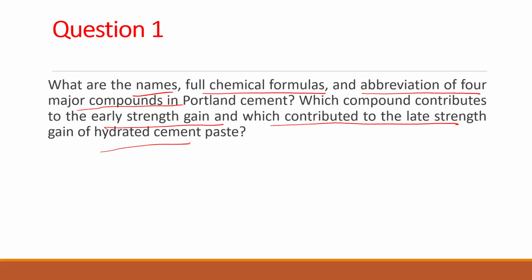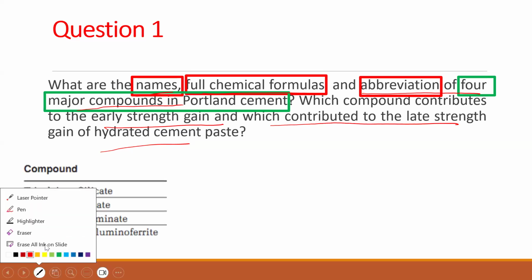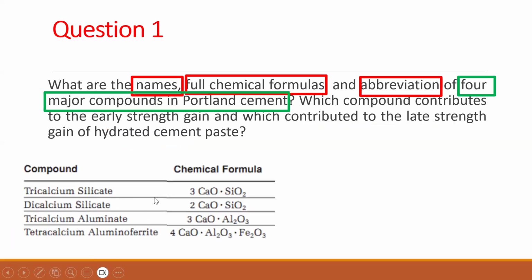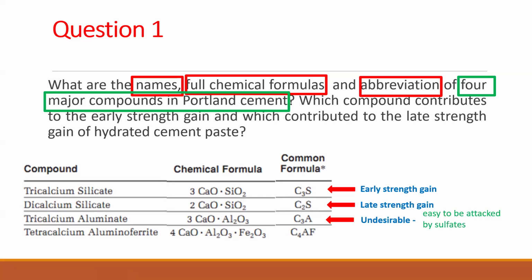How about the late strength gain? Which one contributes to the late strength gain? C2S. Yes, that is C2S. Now let's see the formulas. You don't need to remember this. However, you have compounds, chemical formula, the common chemical name, they are asking us to write, so we can write it like this. C3S is early strength gain, C2S is late strength gain, C3A is undesirable. It is easily attacked by sulfate. And C4AF accelerates the hydration.